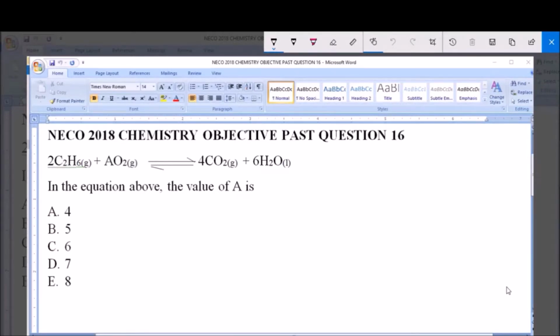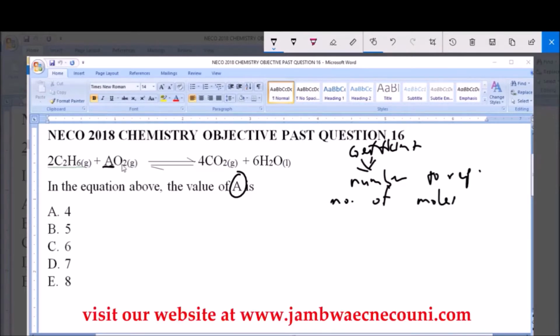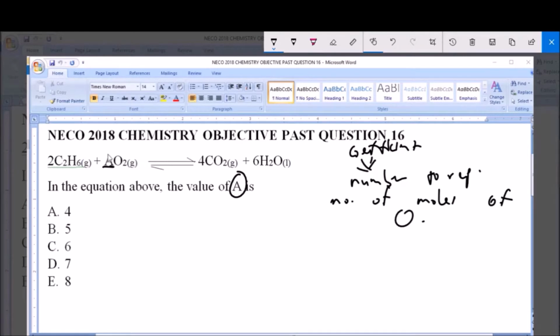So you have this reaction here, and you are asked, in the equation above, the value of A, that is this A here. Is it A. 4, B. 5, C. 6, D. 7, E. 8? The first idea they have given you is that this A written here is a coefficient. That is like a number to represent the number of moles. So in this case, it is representing the number of moles of oxygen. So you are asked for that value. What is the value of A?